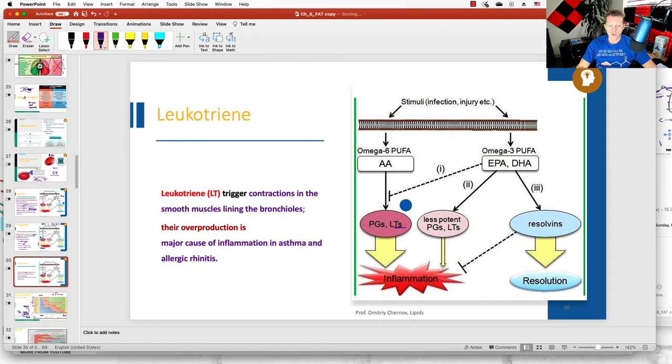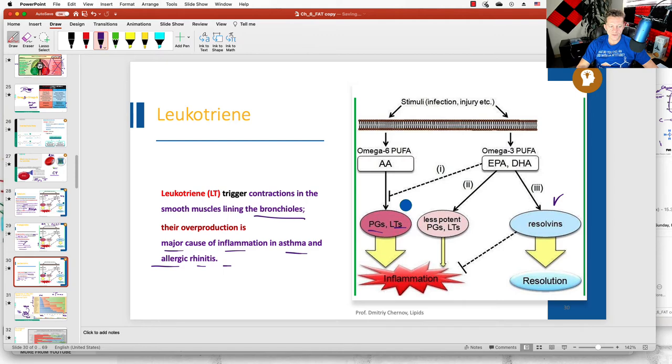And another, leukotriene, triggers contraction of the smooth muscle lining the bronchioles. Contraction in the smooth muscles. So it is the major cause of inflammation in asthma and allergic rhinitis. We also need them, but maybe not to a certain extent, maybe not too much of them, because when they are in this tissue, they are protecting those tissues. But if there are too many of them, that is overkill. So resolvins today are better than prostaglandins and leukotrienes, right?